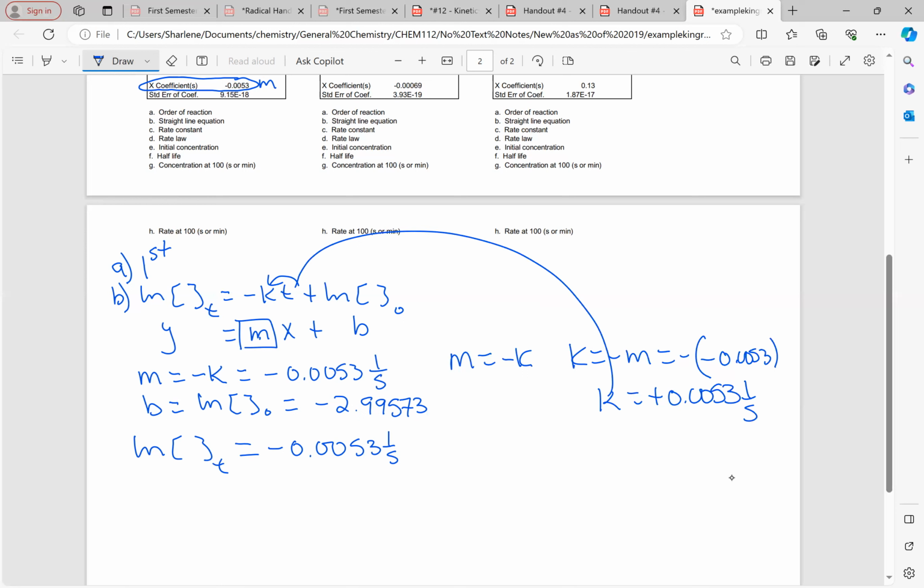All right, so the natural log at some time t is equal to a negative 0.0053 inverse seconds. T is my variable, and I can either solve for the concentration, or I can just plug in b. B is the natural log, so I'll subtract 2.99573.